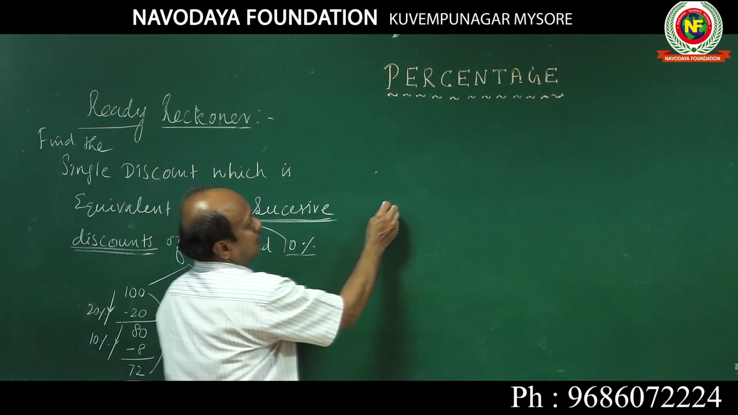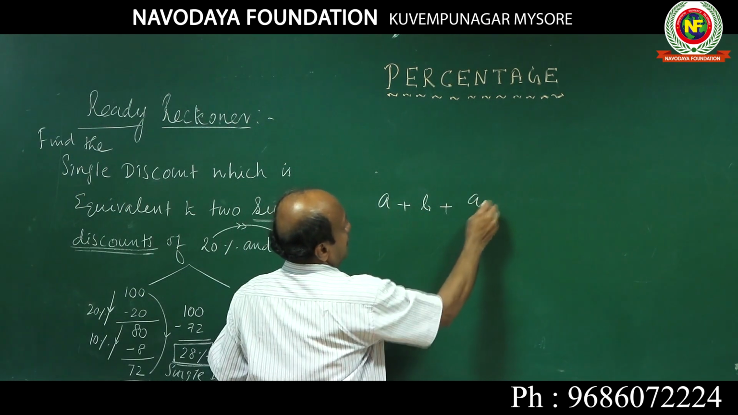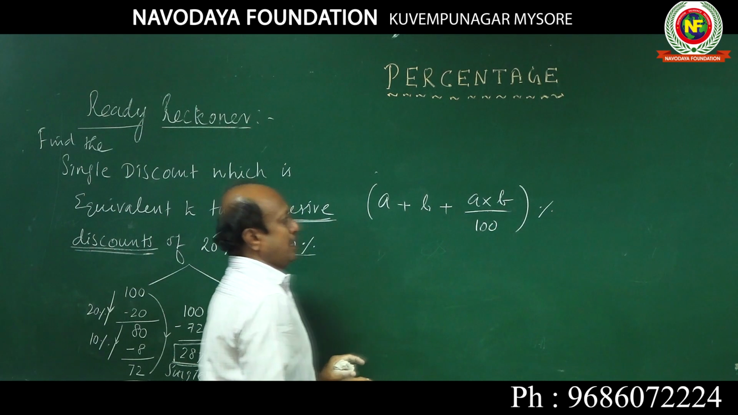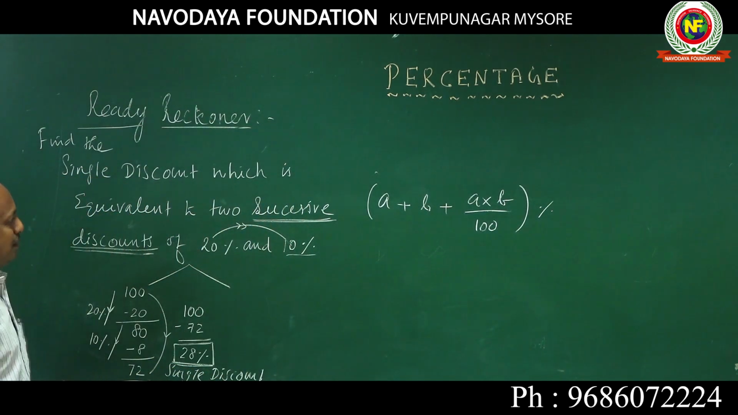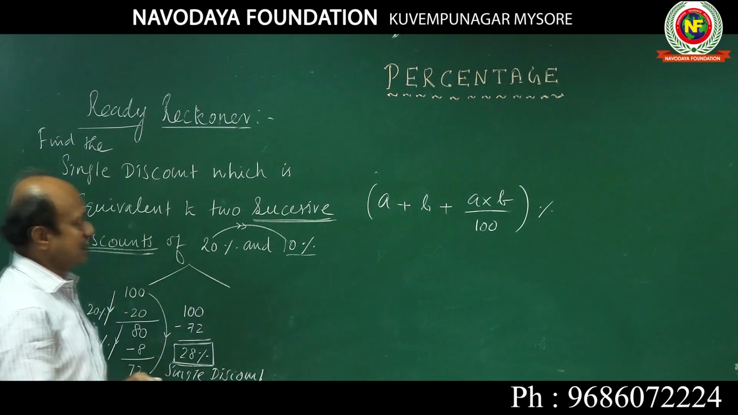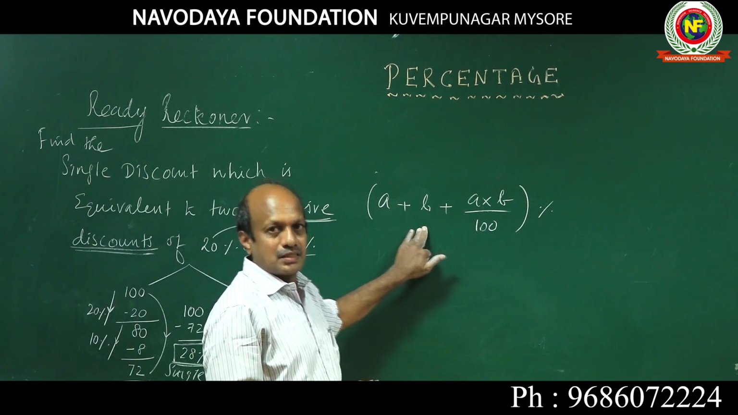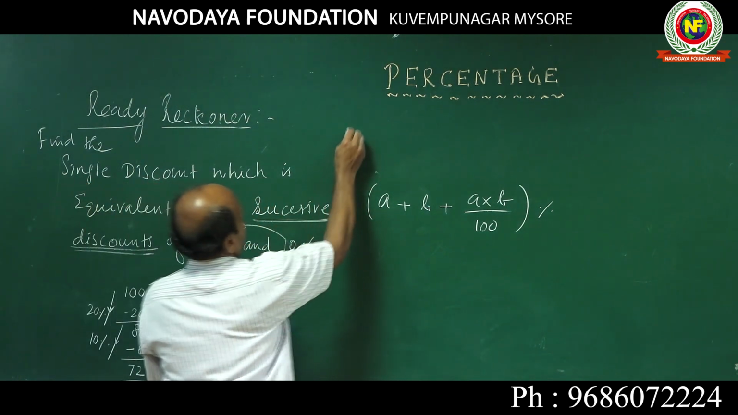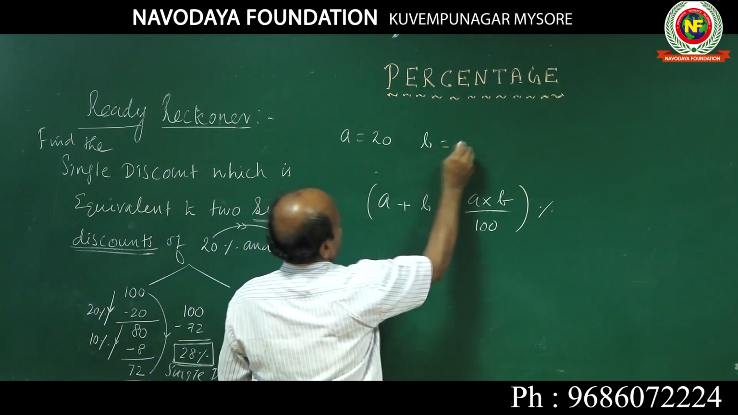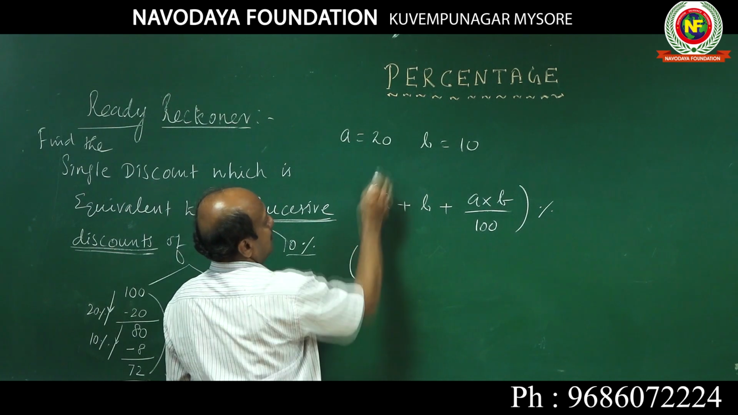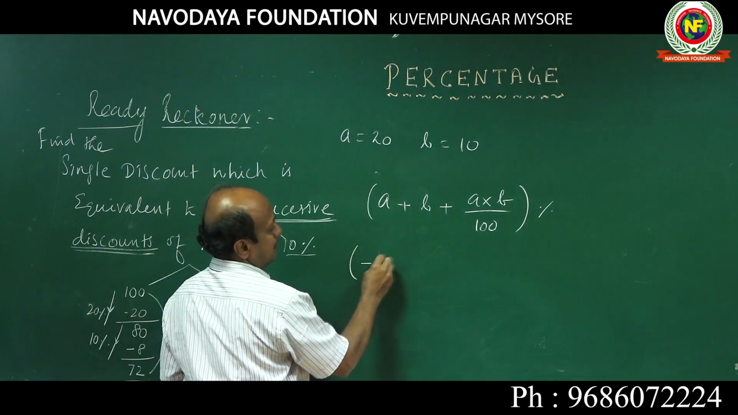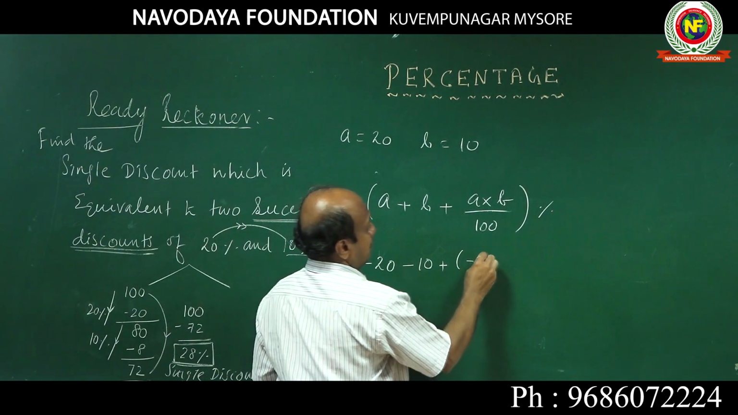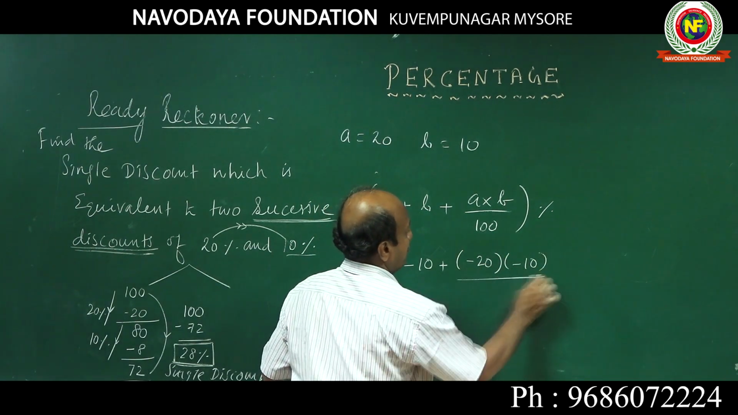This problem can be solved using a simple shortcut: A plus B plus AB by 100, into 100%. If it is less or decrease or reduction, then you have to take minus. If it is increase or added or more, then you have to take plus. Here what is given? A value is 20, B value is 10. Right. Here discount, therefore we are going to put minus 20. Here second also discount, minus 10. Here plus minus 20 into minus 10 by 100%.